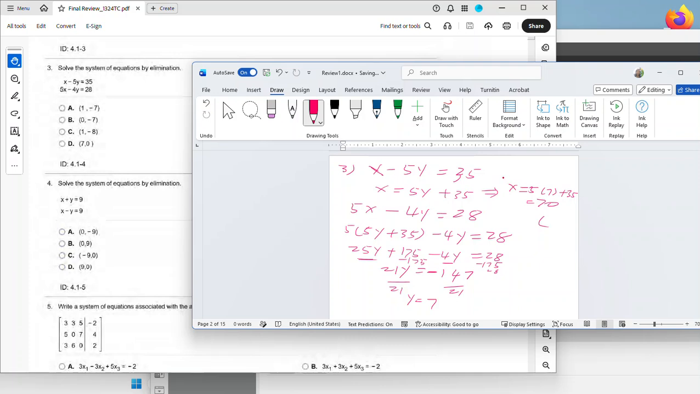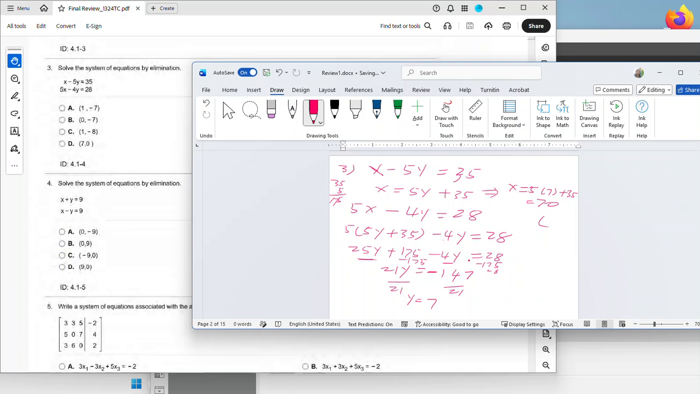x is 5y plus 35. Okay, so 5y plus 35 times 5 minus 4y equal to 28. So 25 minus that 21. 35 times 5. Okay, so can anyone give me a quick calculation? How much is 35 times 5? 175. So that's right. Okay, 175.